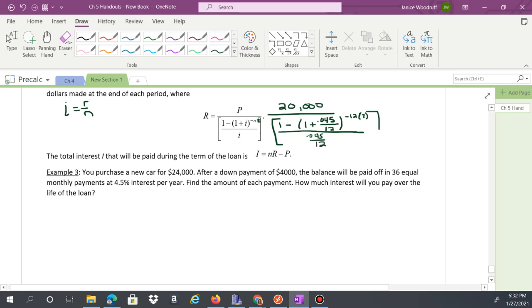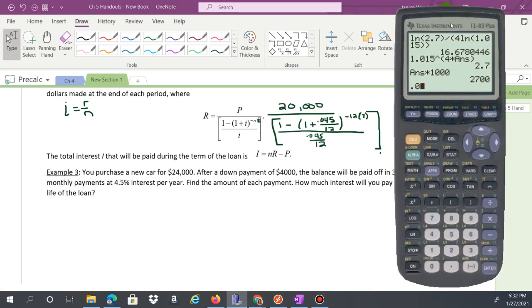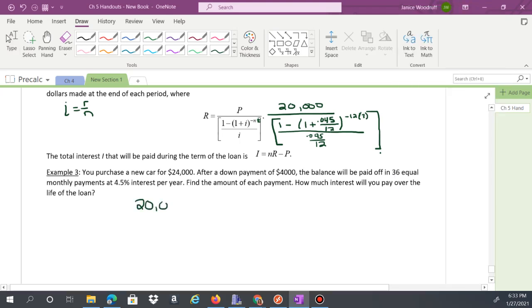So there's a lot of stuff here. You just have to be careful with your order of operations. So I'm going to go inside this and clean it up a little bit. We're going to have 0.045 divided by 12, so 0.00375, plus 1. Let me rewrite that. So that's going to be 20,000 over 1 minus 1.00375 to the negative 36, over 0.00375.